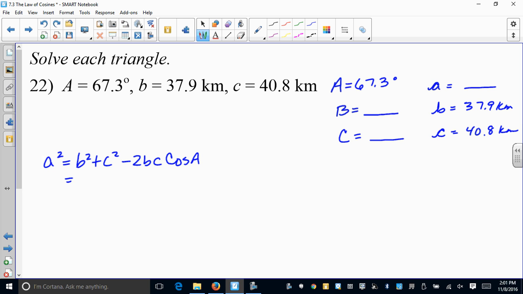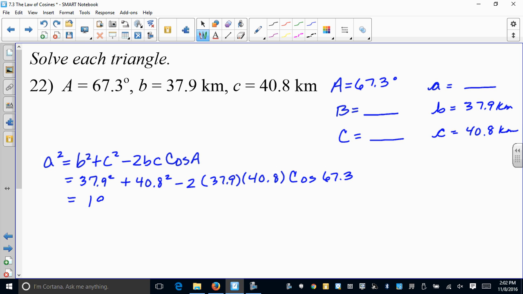So that gives us 37.9 squared plus 40.8 squared minus 2 times 37.9 times 40.8 cosine of 67.3. We fill all of that into the calculator and we get a value of 1907.58, but we don't want a squared, we want a. So take the square root of these and you get a number of 43.7.